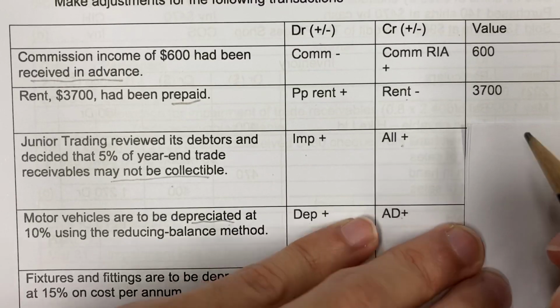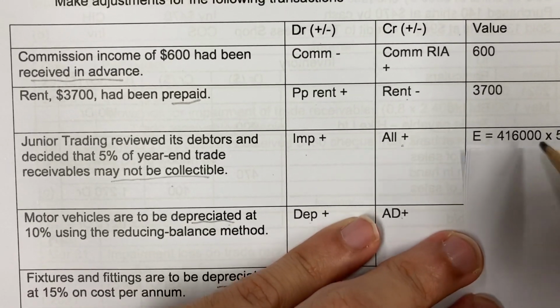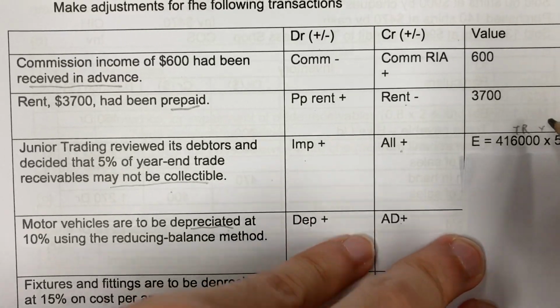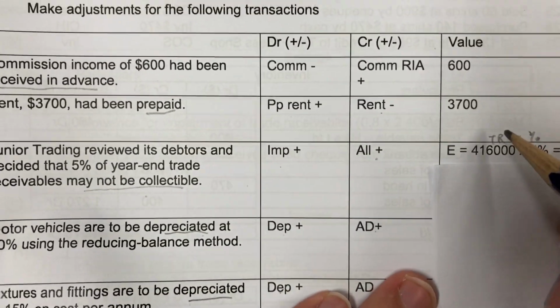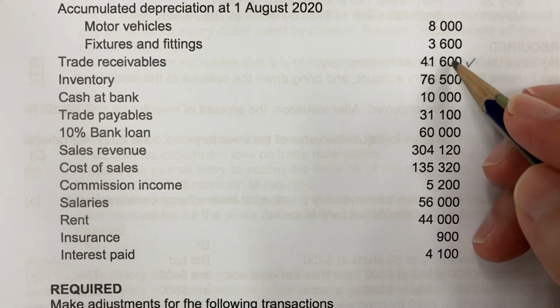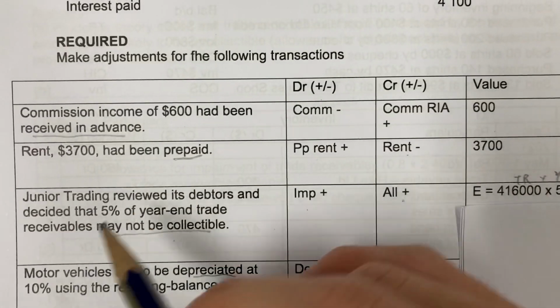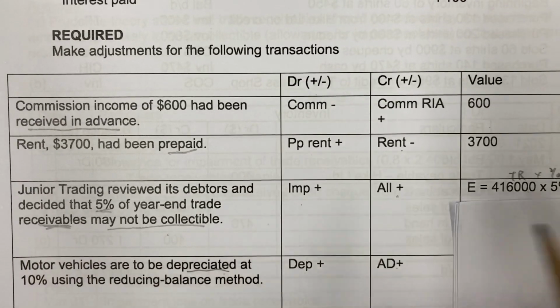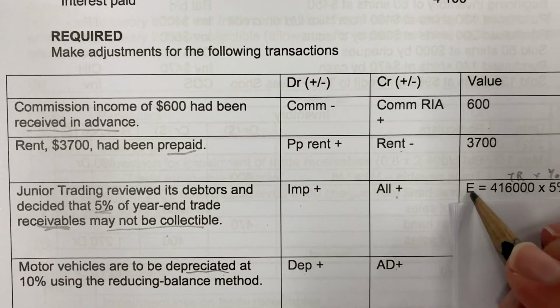finding the ending allowance. So to find the ending allowance, we will need to use the trade receivable multiplied by the percentage. Where do we get the trade receivable amount? We will go to our trial balance, look for trade receivable. So 41,600 times the percentage, which is given here as 5% of the receivable not collected. So this is your ending balance.